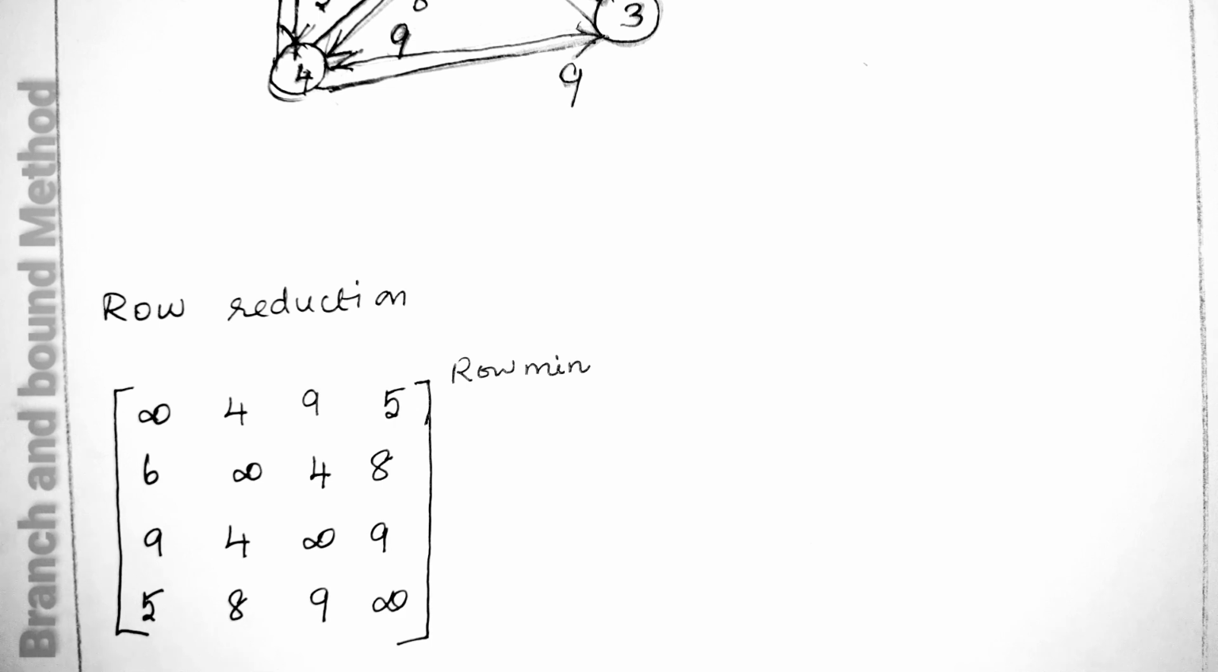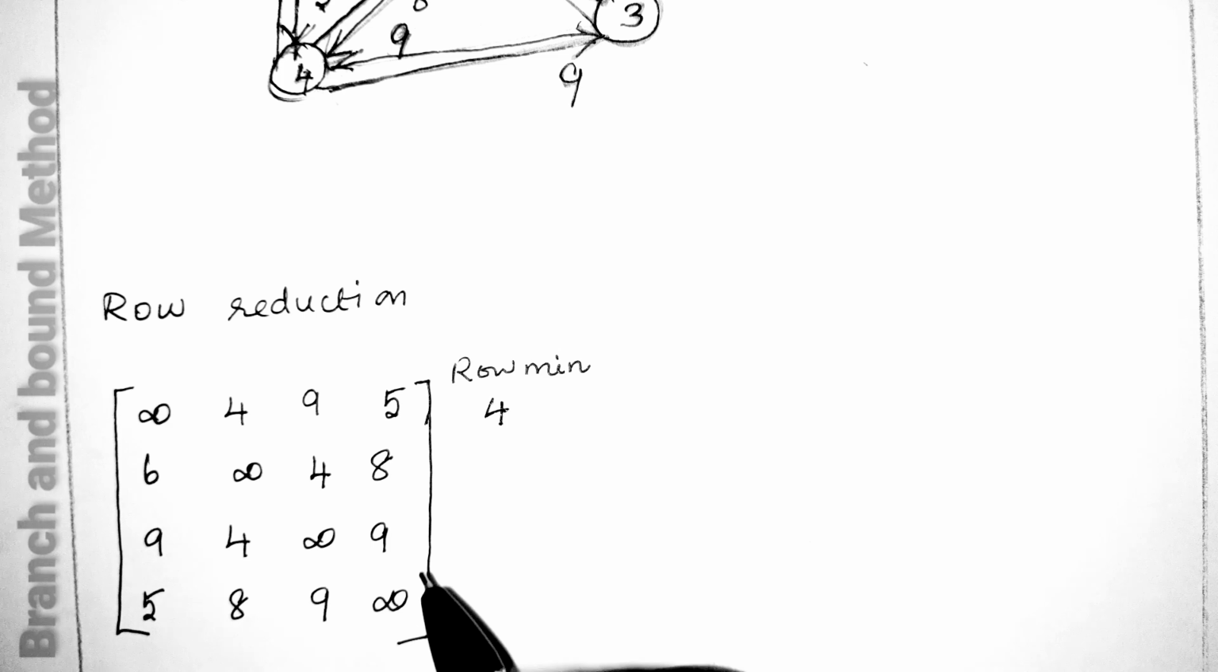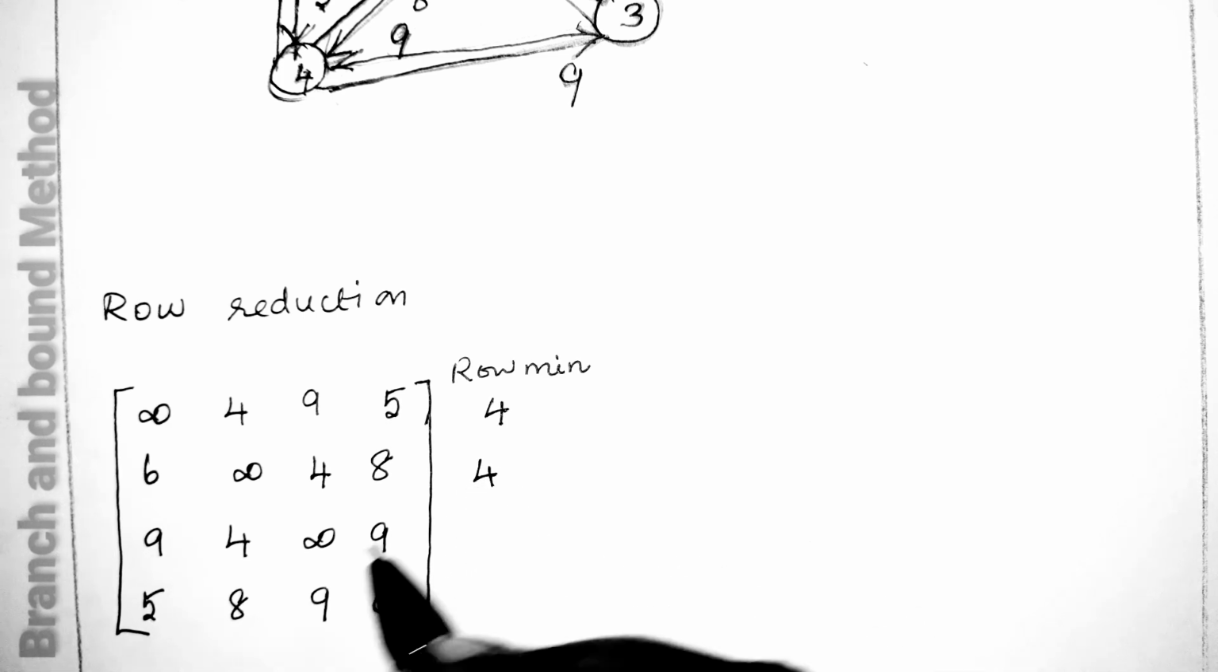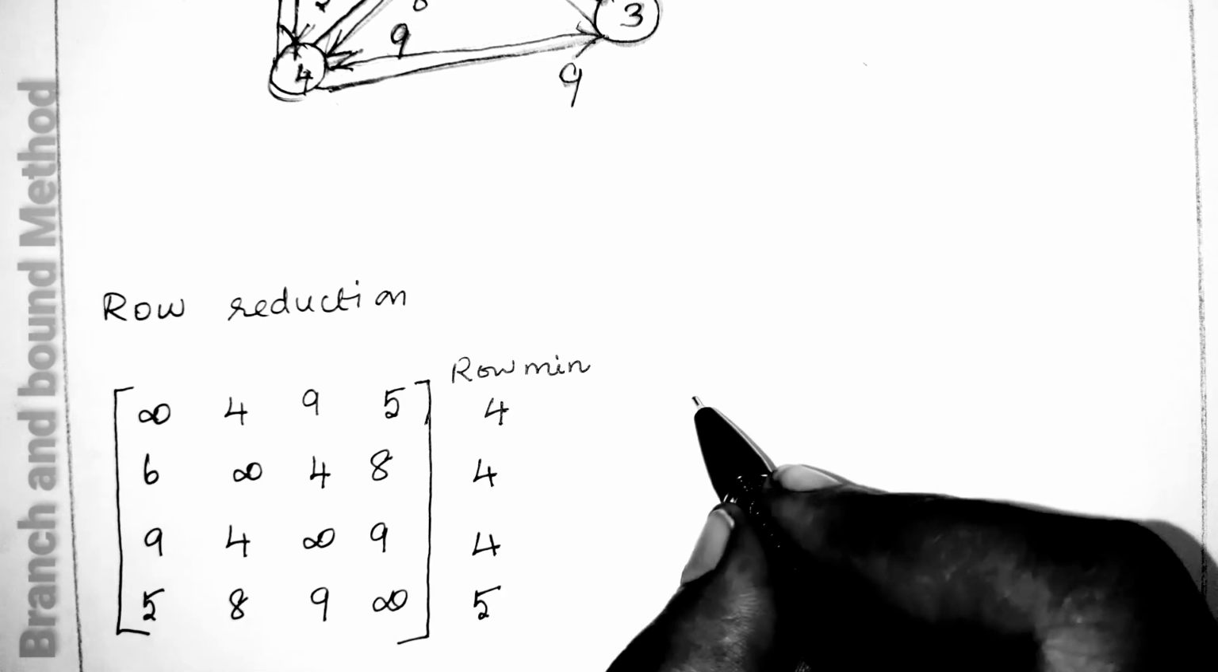First step, we have to go for row reduction. Select the least element from each row and subtract it from all the elements in that row. In the first row, the minimum value is 4. In the second row, the minimum value is 4. Third row, the minimum value is 4. Fourth row, the minimum value is 5. With this, you subtract all the elements.